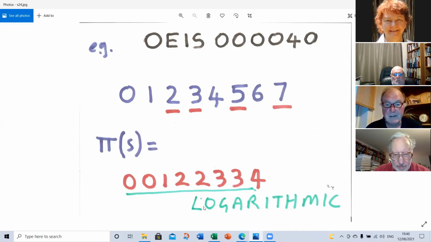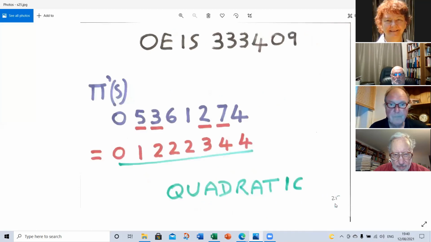And this sequence is logarithmic, and that was shown by Hadamard and others over 100 years ago. I've got two sequences up there. The one that relates to pi prime of S is the number of primes less than S, where the numbers are expressed in the pi prime of S order. The first 8 digits in pi prime of S order are 0, 5, 3, 6, 1, 2, 7, 4. So the number of primes less than 5 in this ordering is 1. Number of primes less than 3 is 2. Number of primes less than 6 is 2. Number of primes less than 1 is 2, and so on.